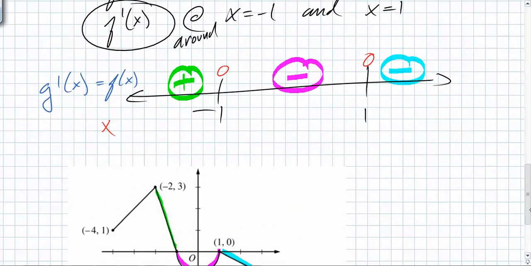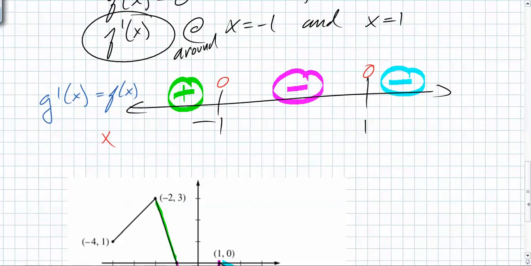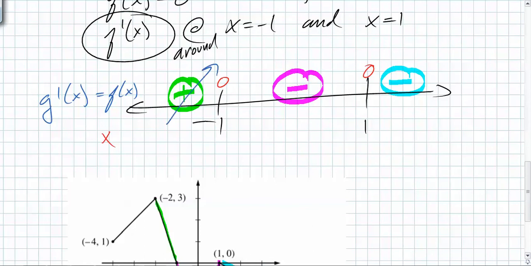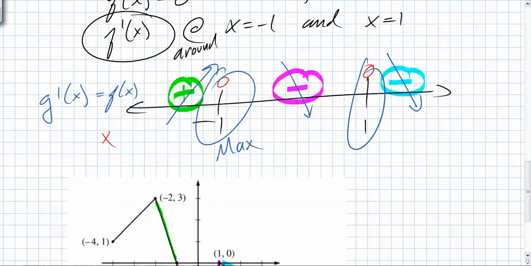Negative, right? So now you look at this and you say to yourself, what's going on? We're looking at g, remember. g is rising, and then it's falling. And then over here, it's still falling. So what happens at x equals -1? It's a max. And what about here? It's falling, and then it's falling. So it's neither. It has to go up and then down to be a max. It has to go down and then up to be a min. This is going up and then down at -1, so this is a max, and this is a neither.